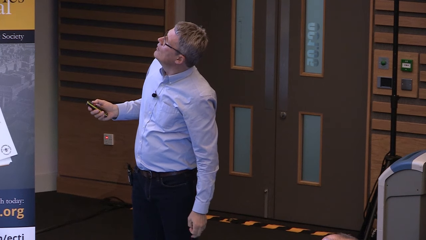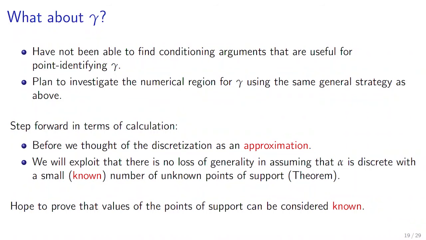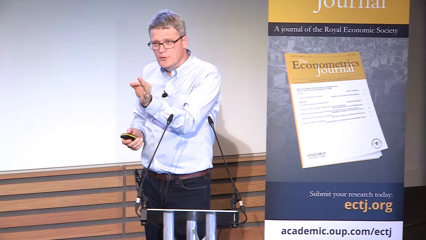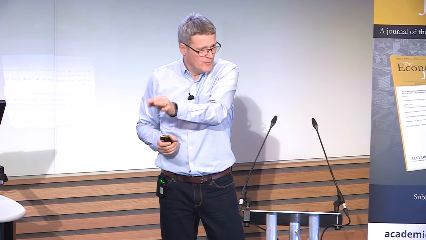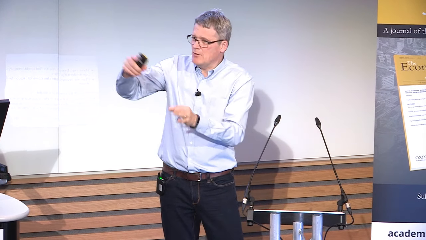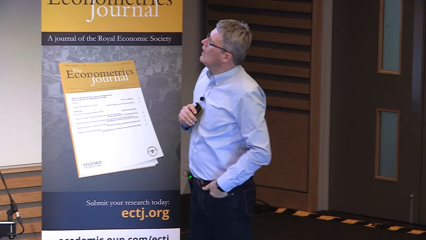Now, in the paper with Aureo, we actually show that there is no loss of generality in doing that as long as you allow the points of support to be unknown. For some cases, you only need a small number of unknown points of support. We haven't written that up yet because we think we can get to the point where we can tell you exactly which points of support you need, and with these, there's no loss of generality in terms of proving identification. So anyway, we're working on that. Okay, good.